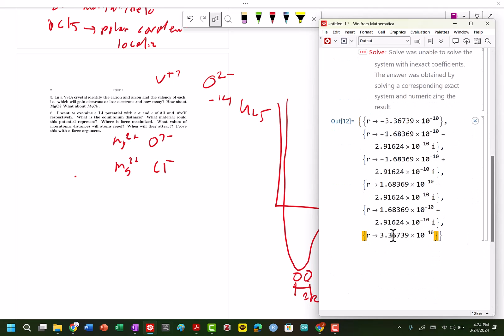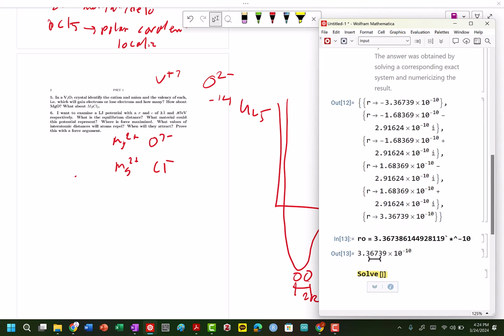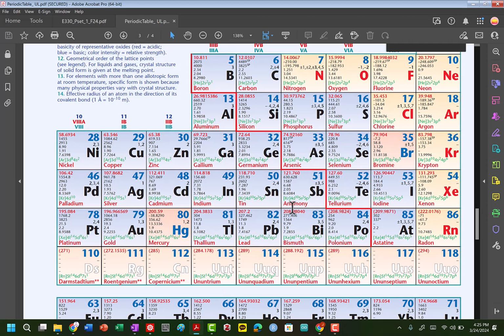So let's see what we've got. We don't have imaginary values. We don't want negative values. So this will be our equilibrium distance. I'm going to call it R naught, and I'm going to solve R naught set equal to 2R. So let's solve from our metallic radii. Our metallic radii is about 1.68. We could look through our periodic table, actually, and see 1.68.